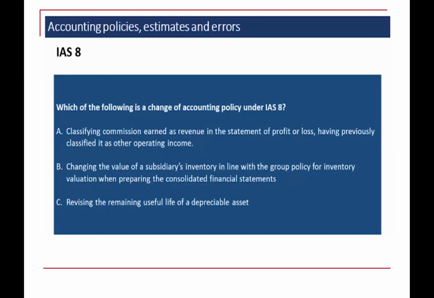Then, revising the remaining useful life of a depreciable asset. We have already made a decision that we are going to depreciate the asset, which is the policy part of it. What we are simply changing is the useful life, which means the amount of depreciation is the one that is going to change. But the fact that we are depreciating is not changing. So this is basically a change in accounting estimate as opposed to in accounting policy.